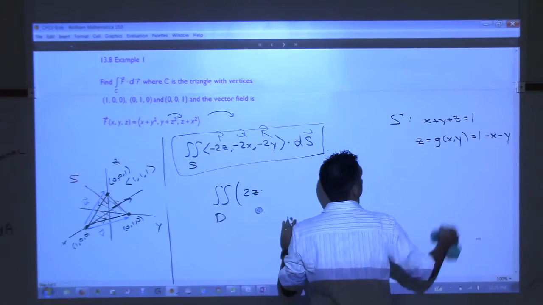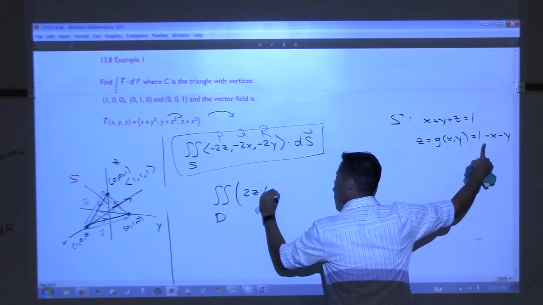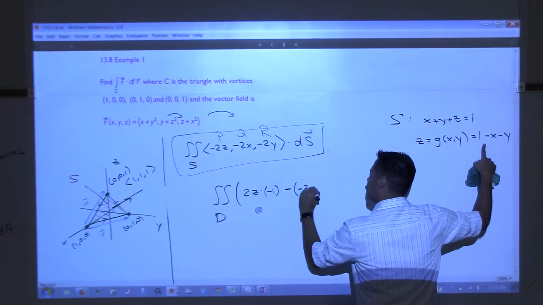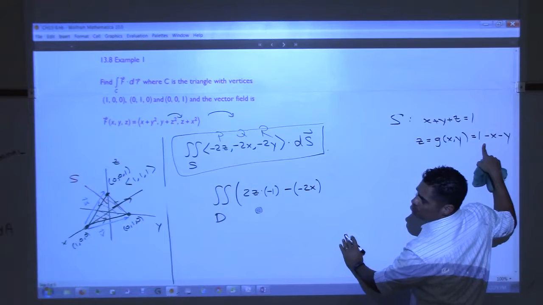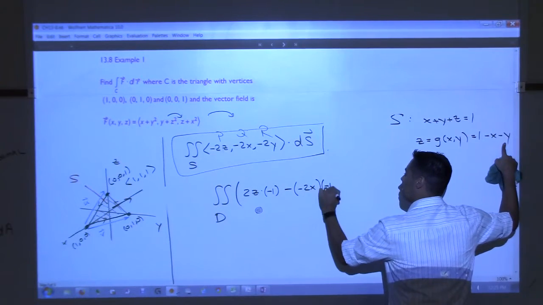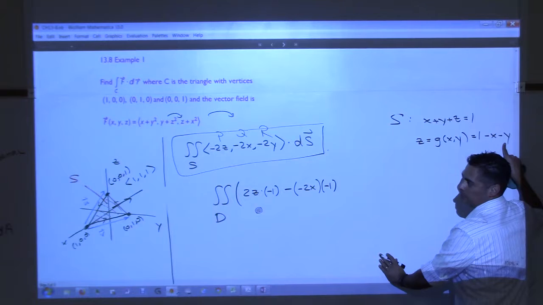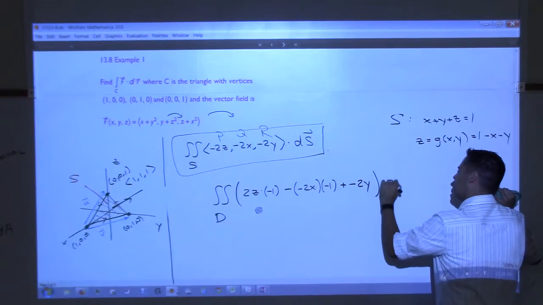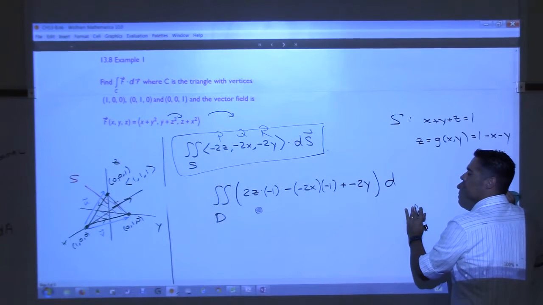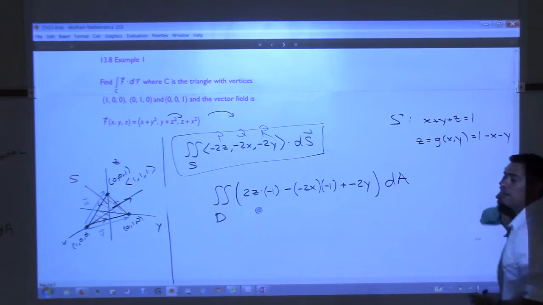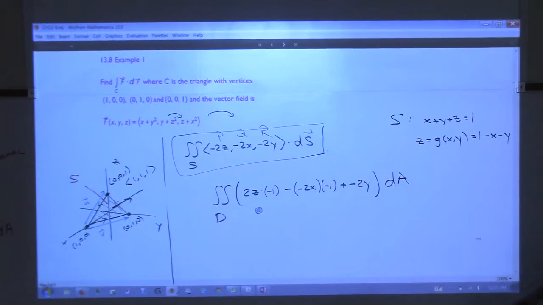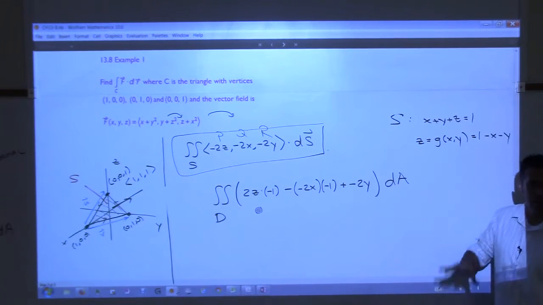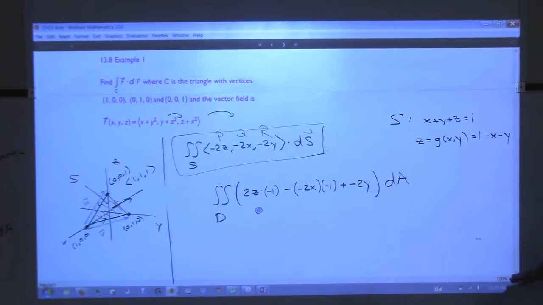2z, and then we have partial of g with respect to x. Partial of this with respect to x, negative 1. Then we have minus Q, which would be negative 2x, so it'll be plus. And then partial g with respect to y, which is another negative 1. And then plus R, and R is negative 2y, dA, okay? Our domain variables are now x and y. Our domain is on the ground. It's no longer the surface. It's the ground, the shadow.